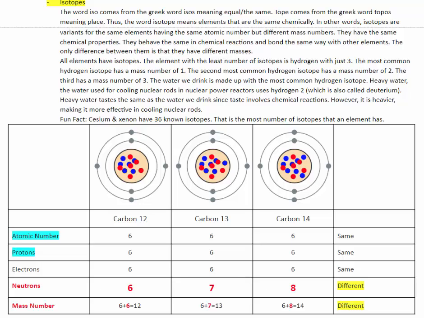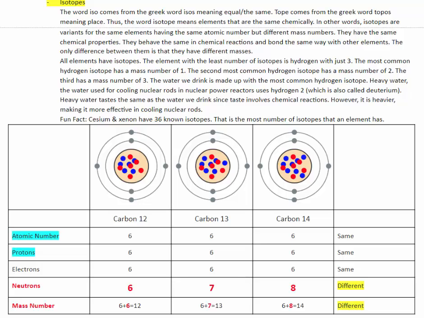What's interesting, all elements have isotopes. The element with the least number of isotopes is hydrogen, with just 3. Cesium and xenon have 36 known isotopes. That's the most number of isotopes that an element has as far as we know.